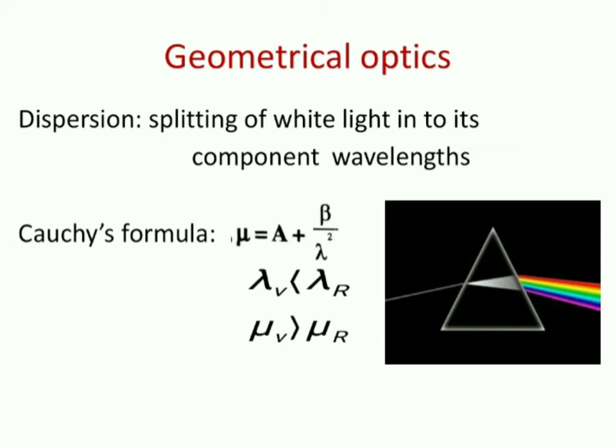So coming to dispersion, it is splitting of white light into its component wavelengths when it passes through materials such as prism and thick lenses. Dispersion is because of variation of refractive index with wavelength. According to Cauchy's formula, mu is equal to a plus b by lambda square. Since lambda of violet is less than lambda of red, mu of violet will be greater than mu of red. Red bends least when it passes through a prism and violet bends more. So violet has more deviation than red color.